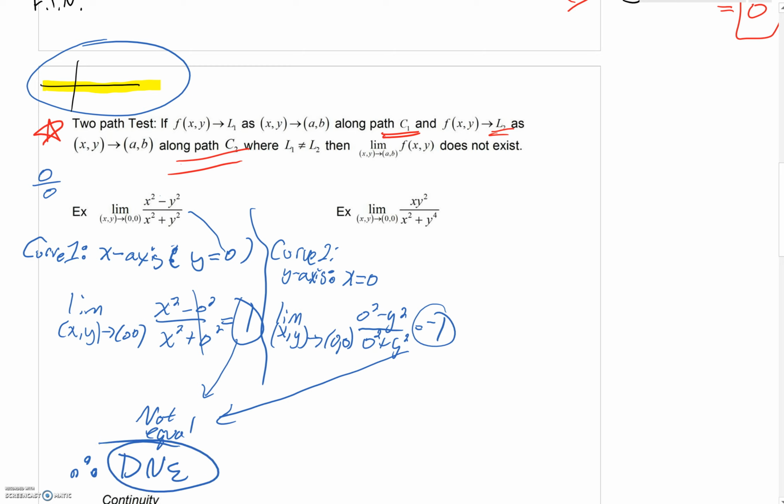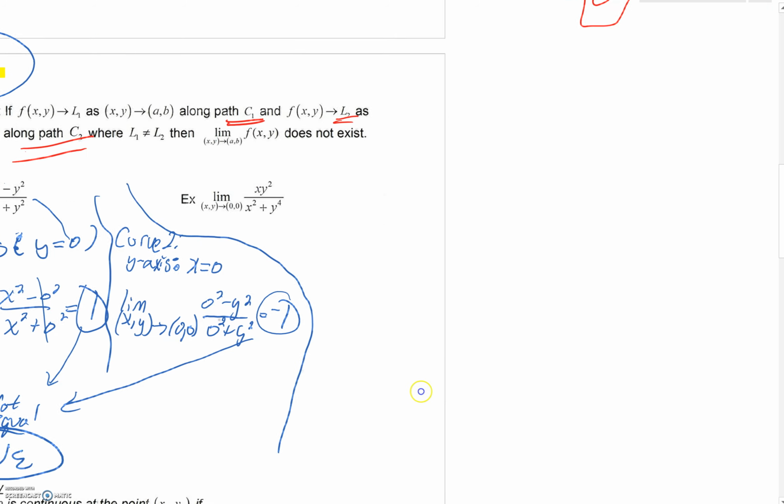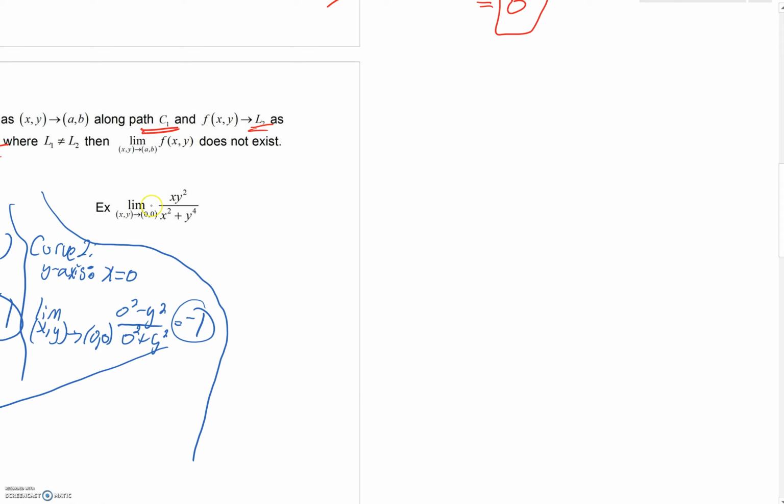So this is a nice quick way that we can approach a problem. So letting your curves be the x and the y axes sometimes will help you. Sometimes, by the way, they won't. For example, if you look at this next example, and if you were to plug in 0, 0, you'd get 0 over 0. Curve 1, I mean, we could do the x-axis. We could do that for sure. Let's see what would happen.